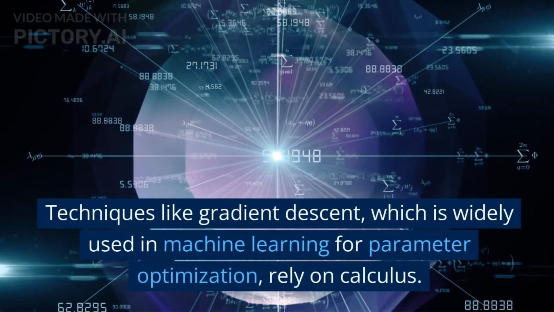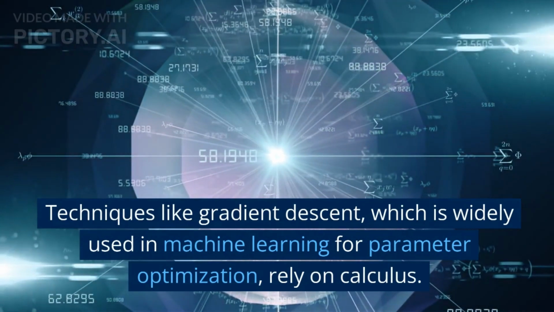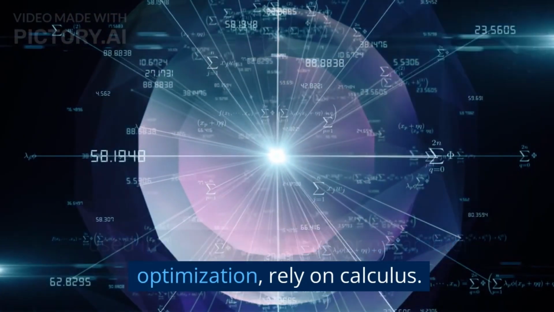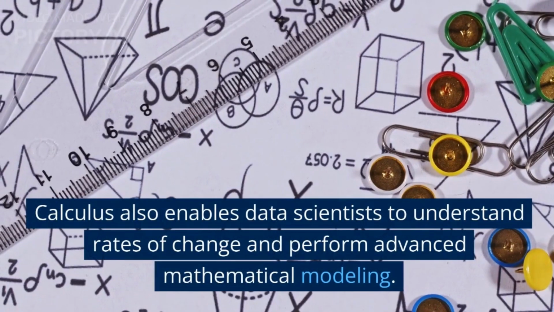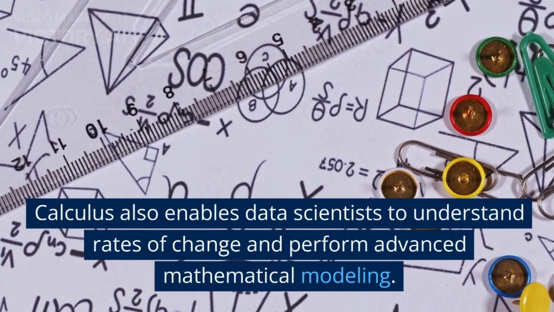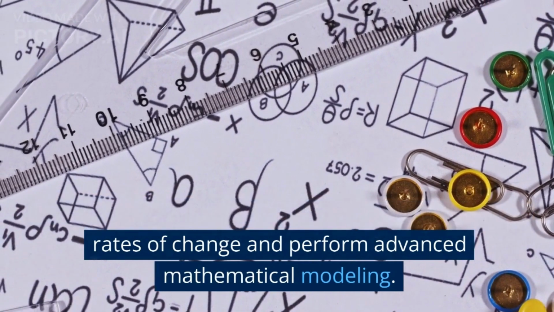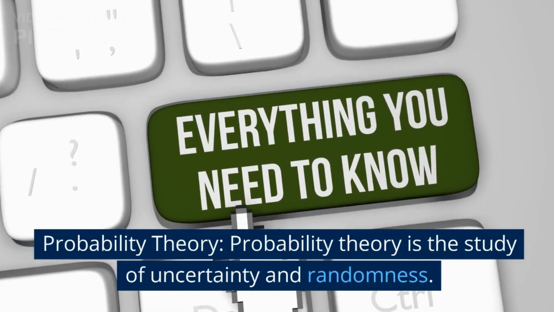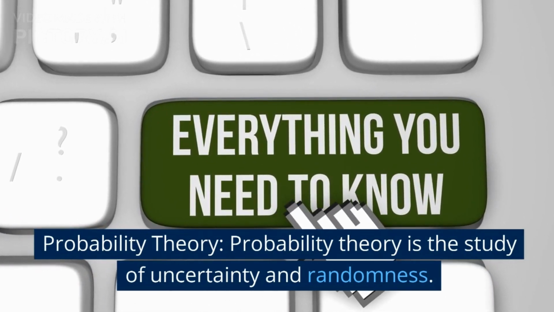4. Probability theory. Probability theory is the study of uncertainty and randomness. It is fundamental to statistical inference, machine learning algorithms, and predictive modeling. Understanding probability distributions, conditional probability, and Bayesian inference is crucial for making probabilistic predictions and decision-making in data science.